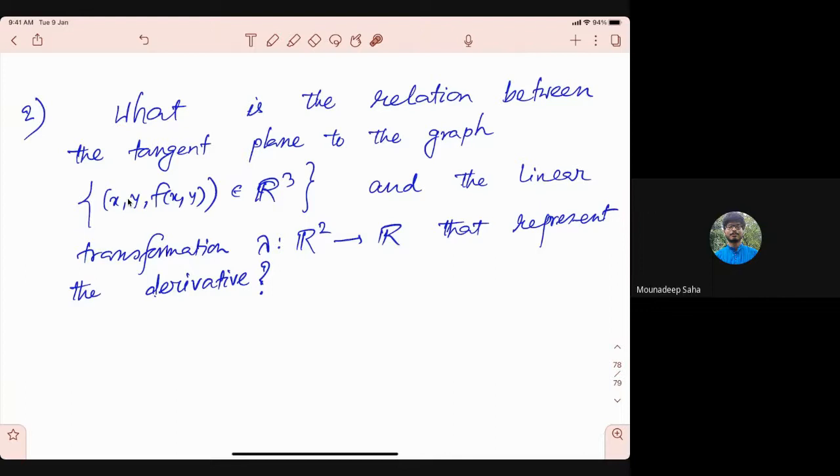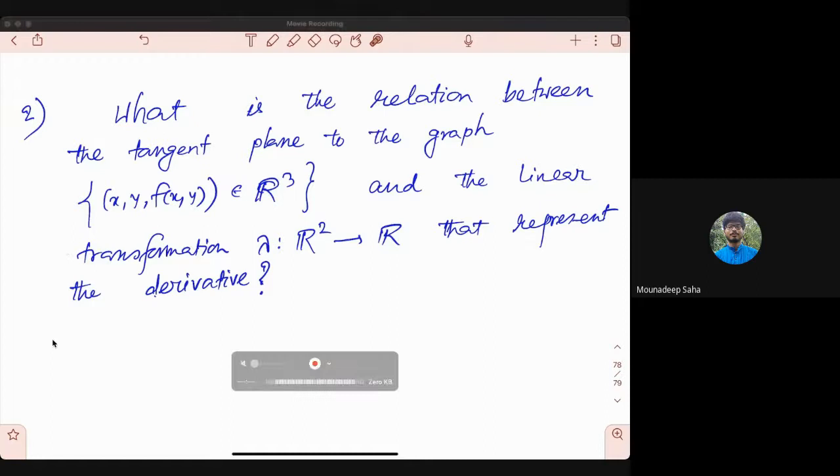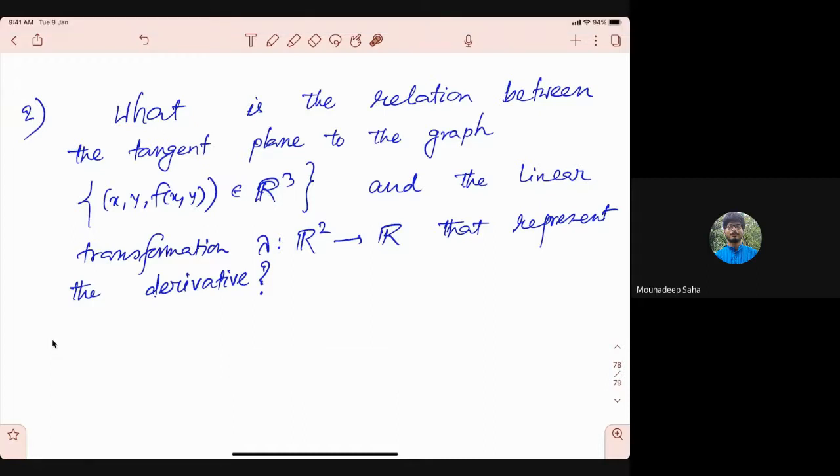Sir, the graph represents the linear transformation. If we shift the point f of x comma y to 0, that means if we take x equal to a, y equal to b, and f of a comma b, and shift the point a comma b and f of a comma b to the origin, then we get a linear map in R2 to R. So this may be somehow related to lambda.